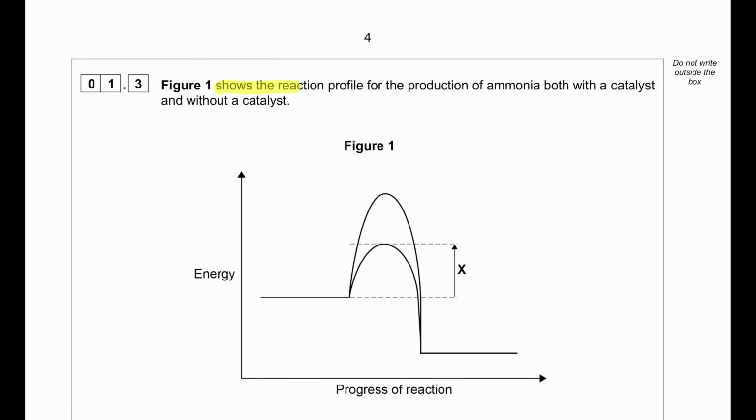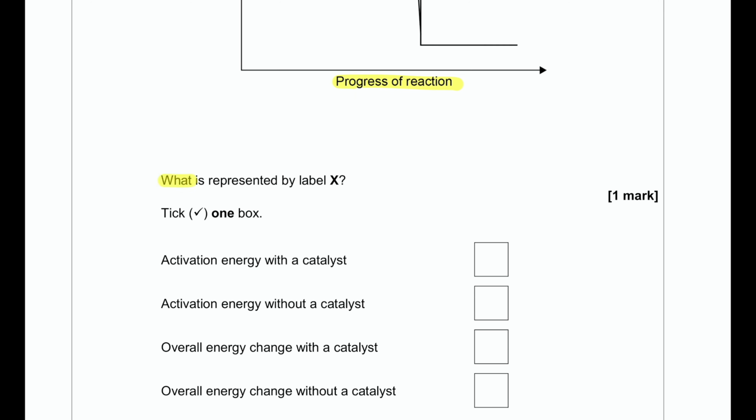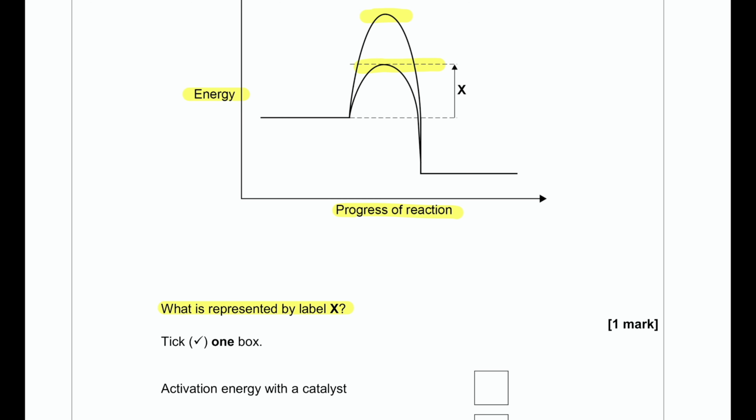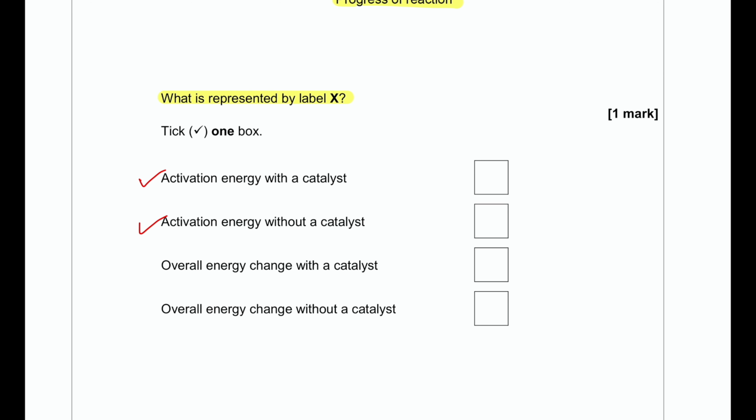Figure 1 shows the reaction profile for the production of ammonia both with a catalyst and without a catalyst. We can see the progress of the reaction and energy. We can see the activation energy with a catalyst and without a catalyst. What is represented by the label X? Well, X represents activation energy, but this one is with a catalyst.